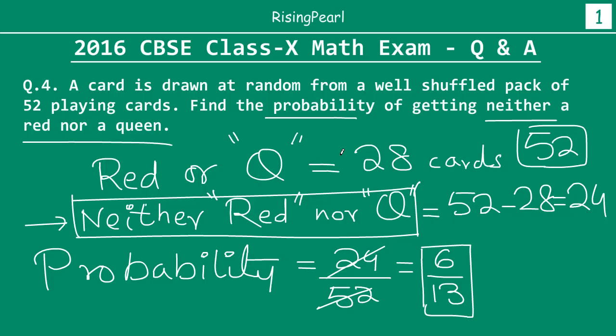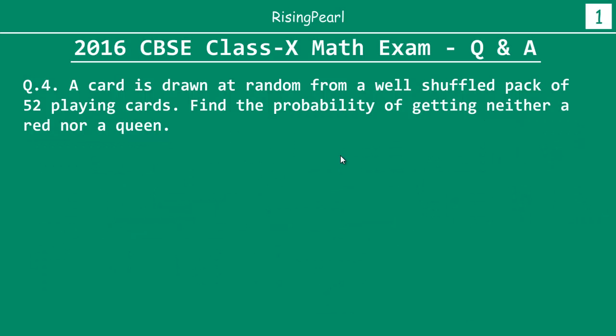Now, like I said in the very beginning, there are different ways of solving these questions. You could have simply picked all the cards that belong to neither red nor queen. Instead of first picking red or queen and then subtracting that set from 52, you could have directly gone for all the cards which are black, but not queen. In other words, if you would have done it this way, let me see if I can clean it up a little bit.